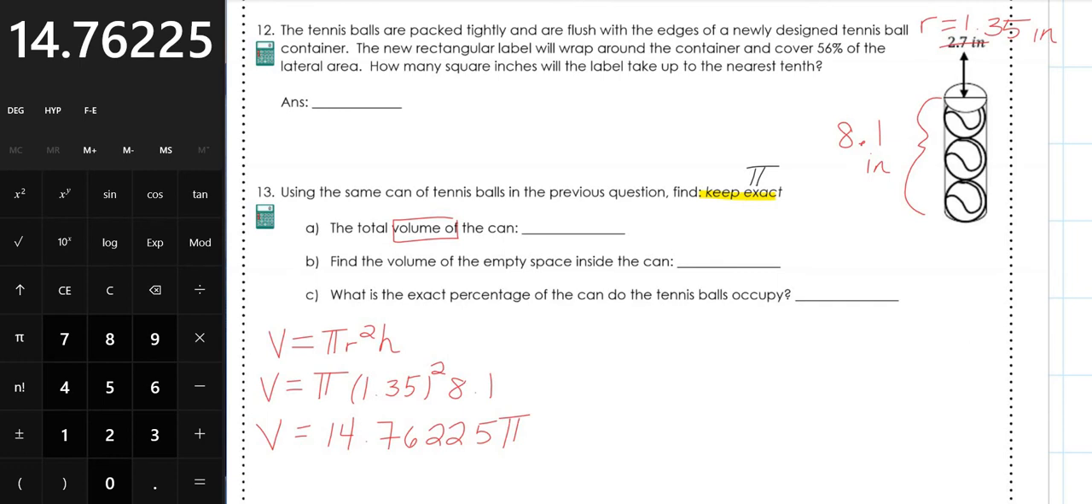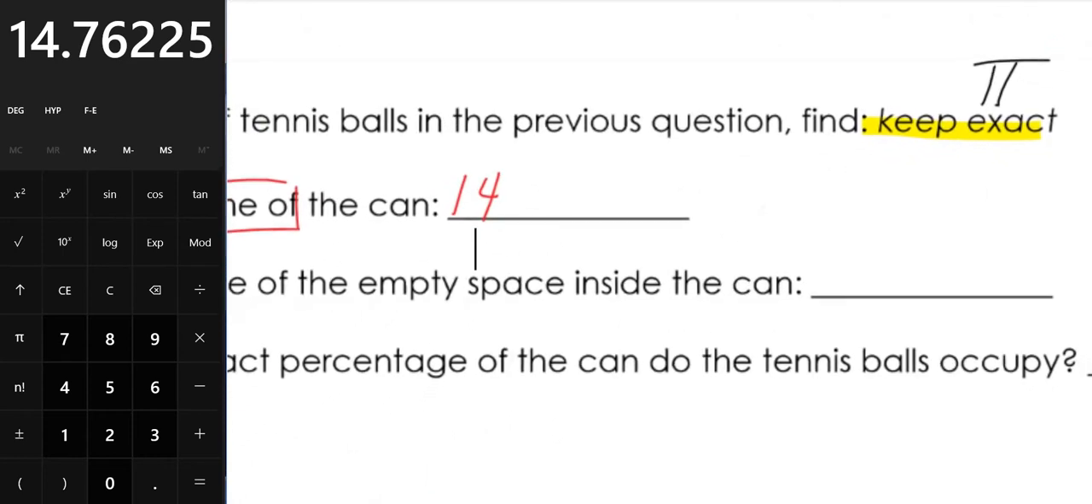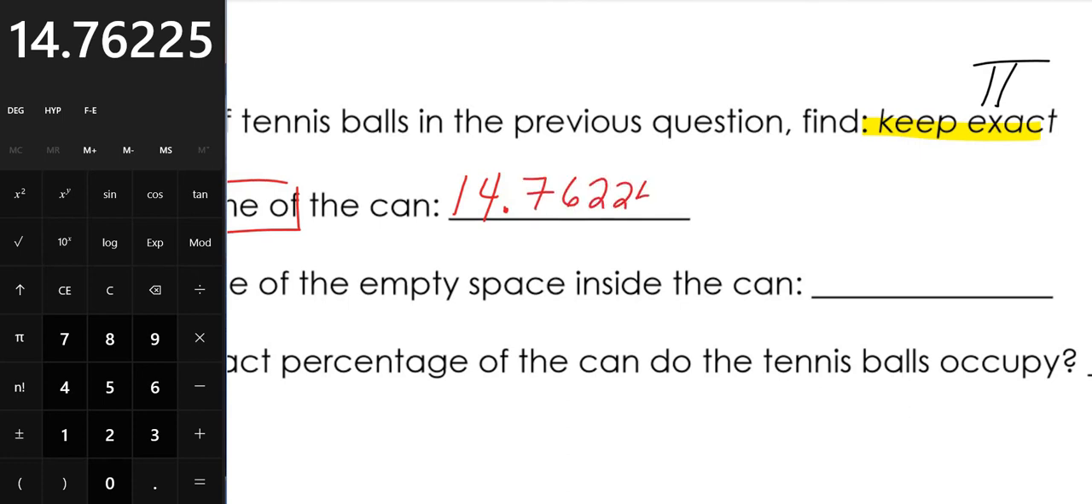And that's in inches cubed. Okay, so into my question, I'm going to put 14. Let me zoom in for me. So 14.76225 pi inches cubed, because it's volume.